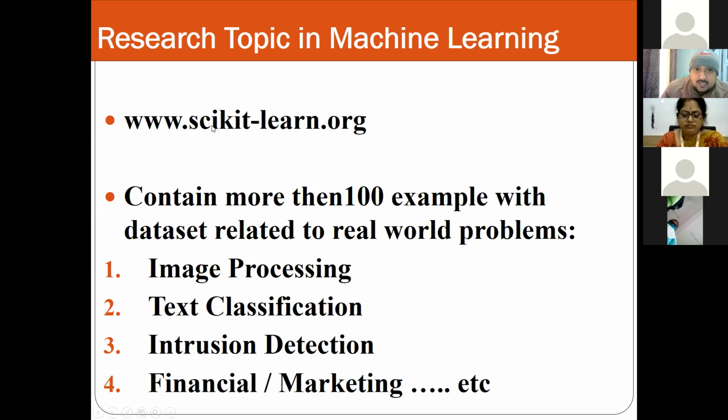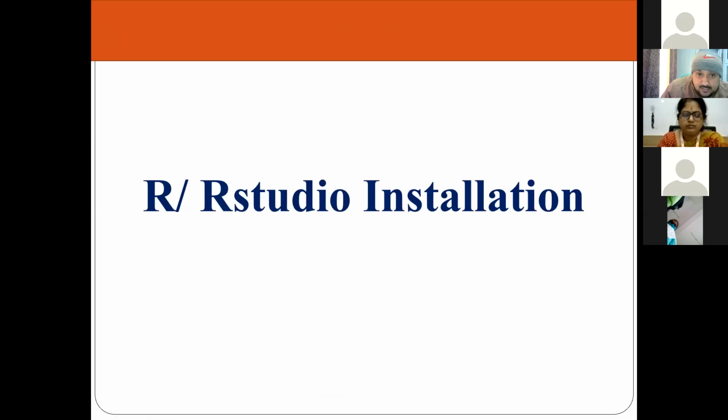Just go to scikit-learn.org, which will provide a lot of information on the recent topics on which research is going on. Either image processing, or text classification, or you are also able to find intrusion detection problems, financial marketing. A lot of information will be available on the latest research topics on scikit-learn.org.